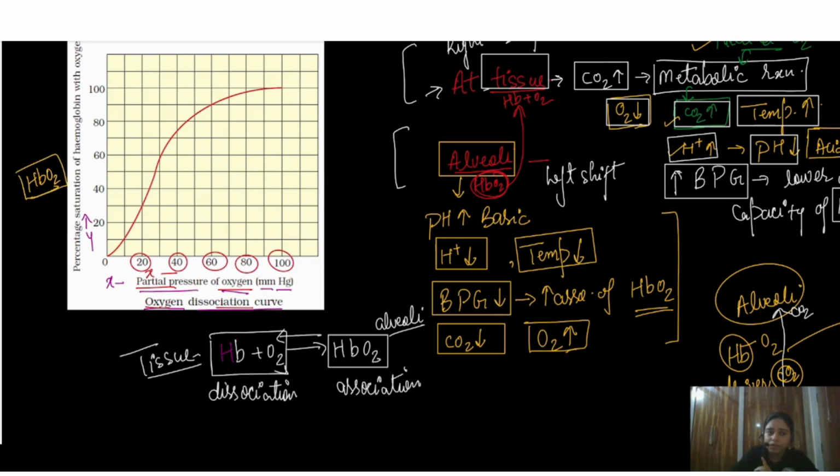We are not only saying that Hb is present and O2 is present, but if they are not associating, there would be no use for the transportation, because only if the association of the Hb with the O2 is happening would the transportation be possible. If Hb is present in the environment and O2 is present, but there is no association, then there would be no transportation, right? So for that, we should know the percentage saturation for the HbO2. Saturation here means the association of the Hb with the O2.